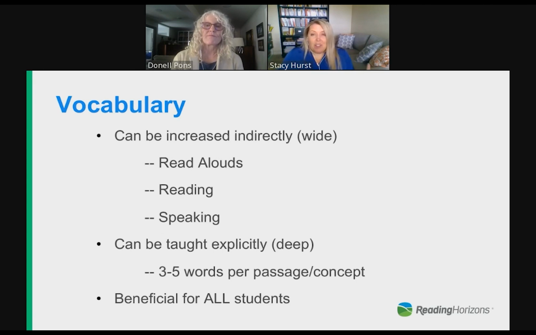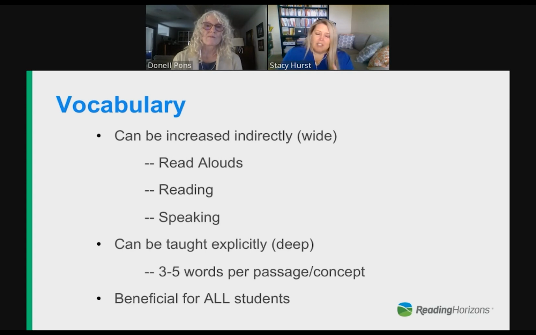And then you have all the words that we have in the English language. Now, we can't possibly learn all of them. And as teachers, we can't possibly teach all of them. We know that it really helps reading proficiency if you understand the words you're reading. So there are two main ways that we know that vocabulary can be improved. It can be increased indirectly, and that's through read alouds, like dialogic reading, if you're familiar with that, and speaking, having conversations with our students.